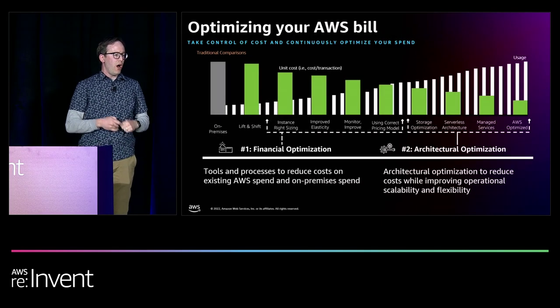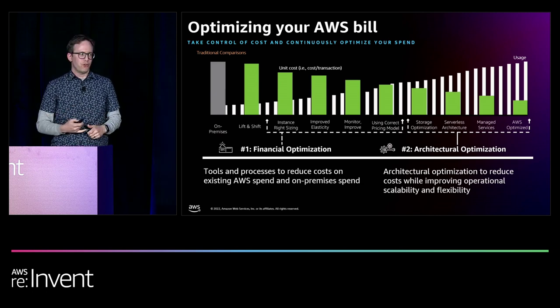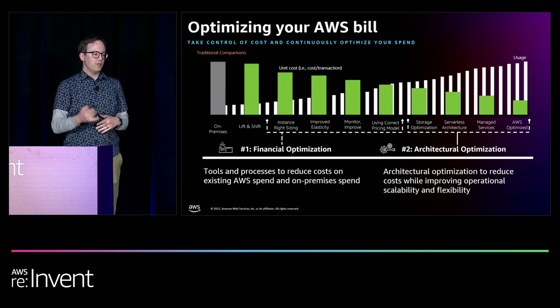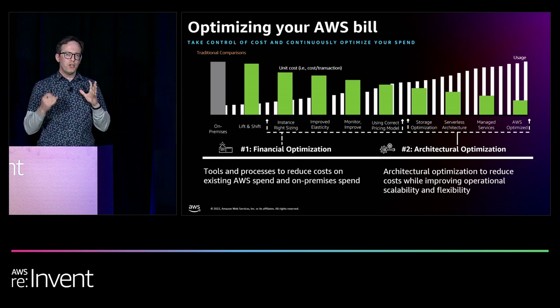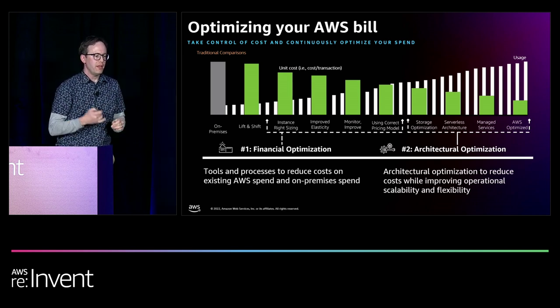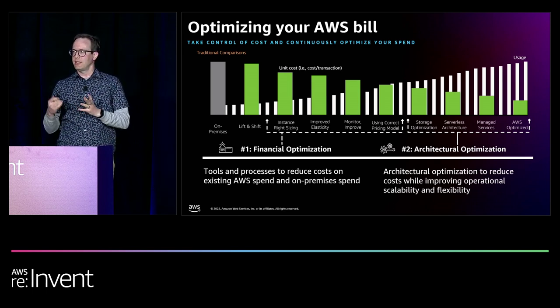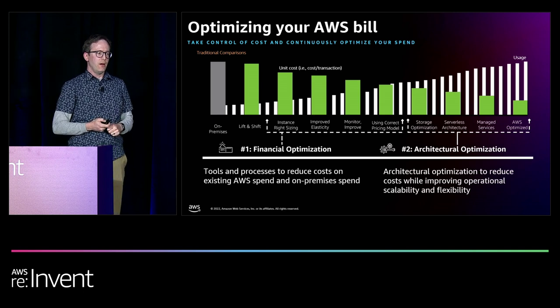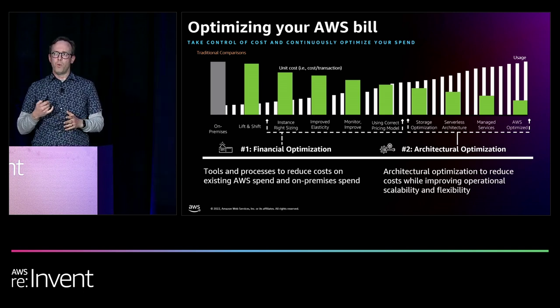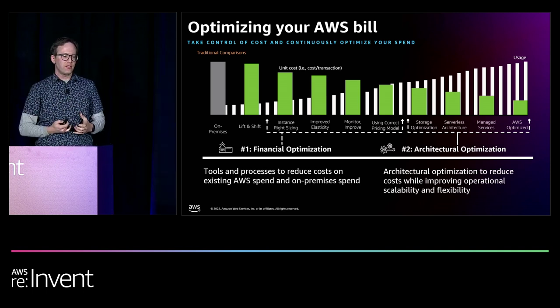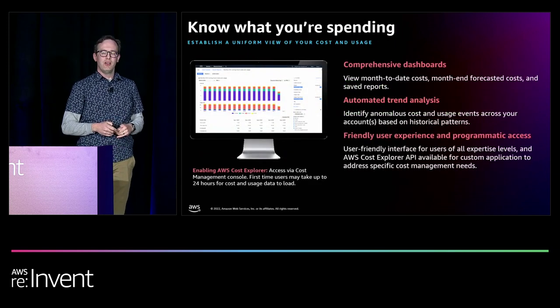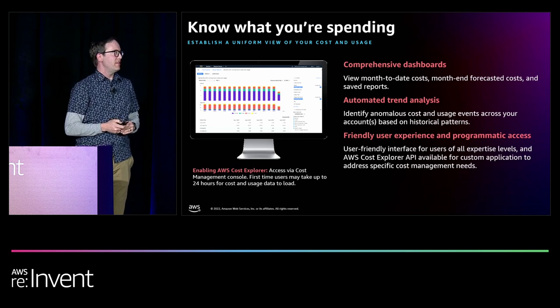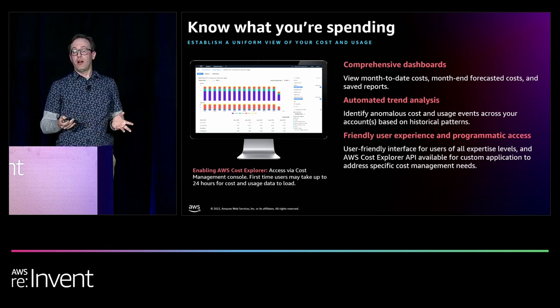So optimizing your AWS bill, optimizing your costs overall, really comes down to a combination of what are you actually building and how are you using it, and then how are you actually architecting that in terms of its optimization. So we're going to go through a few specific examples in a moment. But in terms of understanding what actually is driving the costs, the number one tool that we offer for that, and definitely something you should be looking at on a weekly basis, is the AWS Cost Explorer.